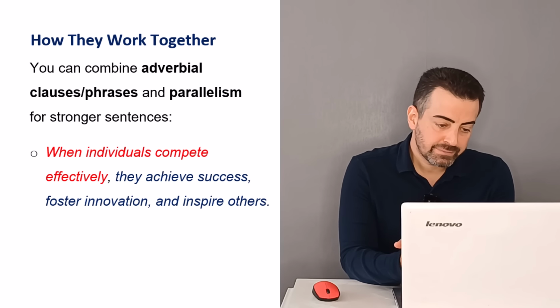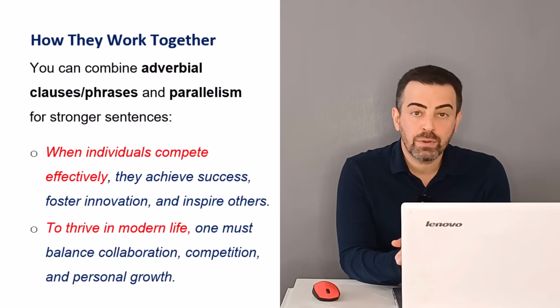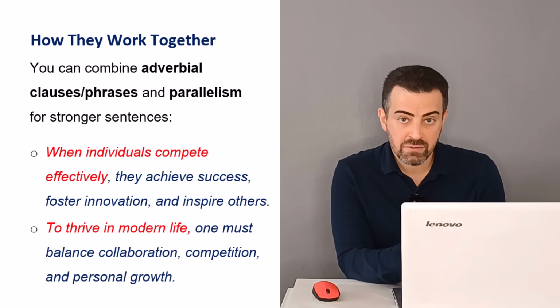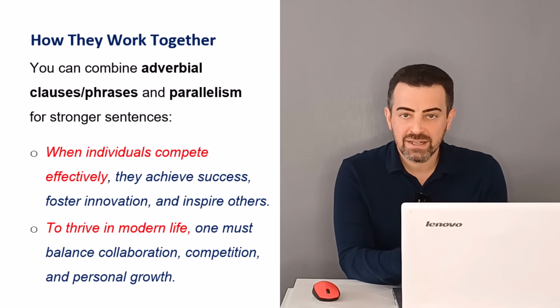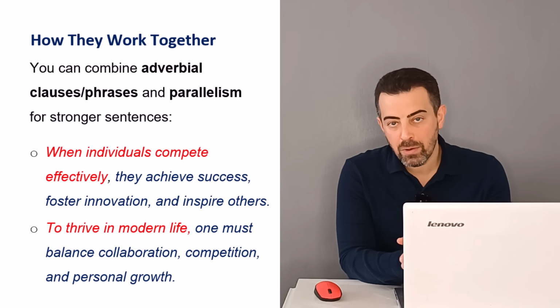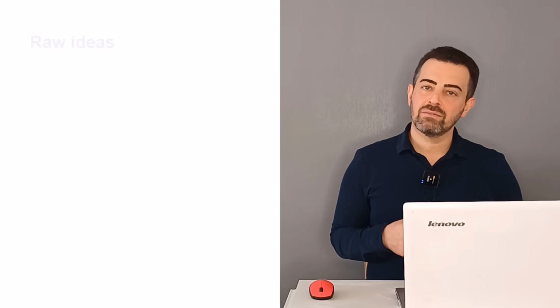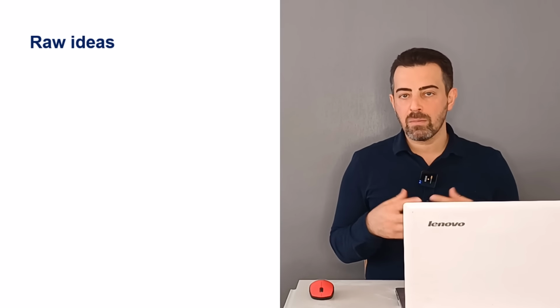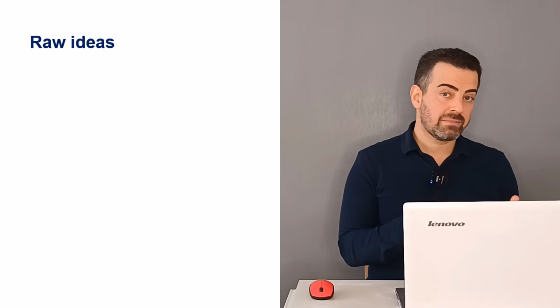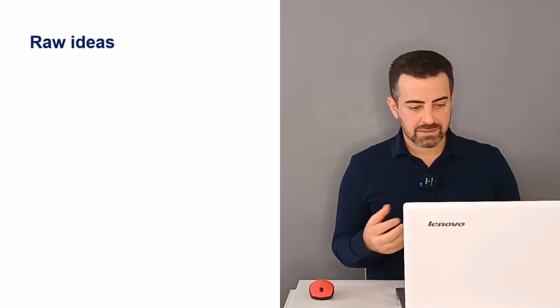Another one. To thrive in modern life, one must balance collaboration, competition, and personal growth. We started this complex sentence with an infinitive phrase and then continued the sentence with a list of parallel components. Now let's try combining these two structures with another example. Imagine that we've thought about the topic and we've come up with ideas and we've written them on a piece of paper. Now I'm going to read the raw ideas.